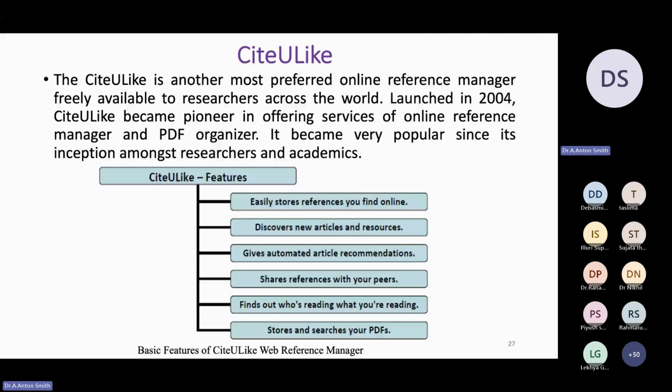Easily stores references you find online. From online, based on the DOI or indicator or search engine, you can select and put it in your reference management system. Then it discovers new articles and resources easily. Then it gives automated article recommendations, also easily done by this method. Shares references with your peers. There also you can share the data. Here also you can share the data.